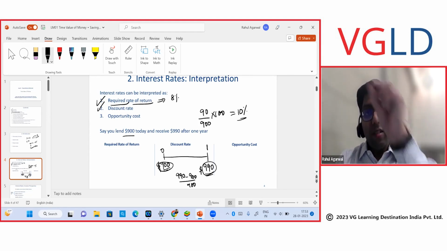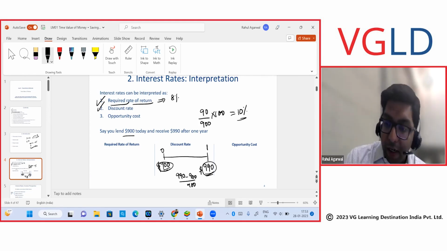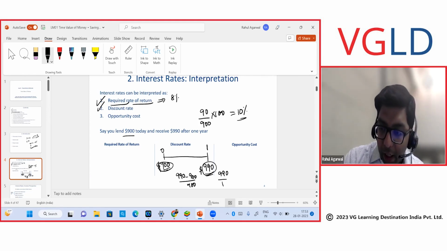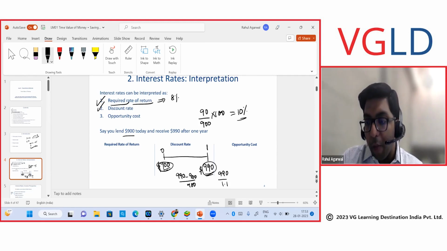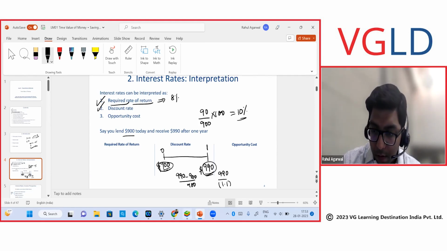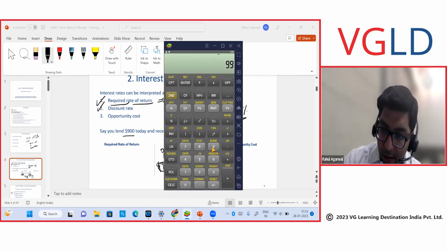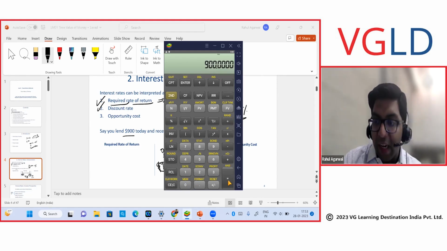Why discount? Because I'm discounting back. See, if I discount back 990, if I divide 990 by 1.1, how much do I get? See the calculator, 990 divided by 1.1. 900, right? So that is why the word discount is used.